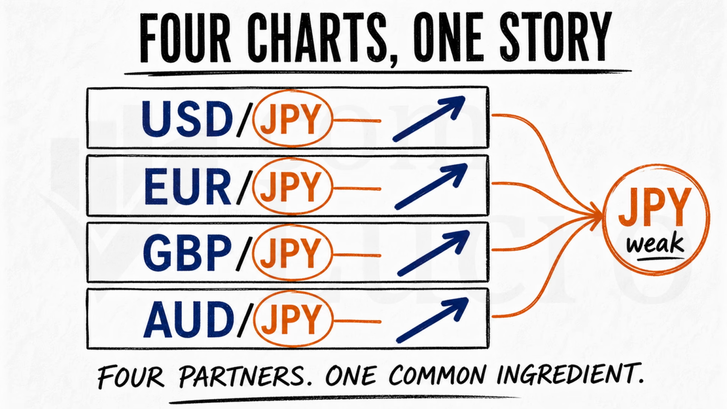USD/JPY is up, Euro/JPY is up, GBP/JPY is up, and AUD/JPY is up, all on the same morning. 4 charts, 4 different partners, all pointing the same way. That is not 4 separate stories. That's one story. The yen is weak. The yen is the common ingredient, and the yen is the currency doing all the work.